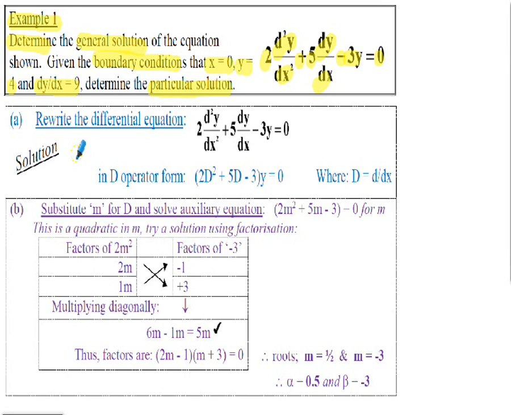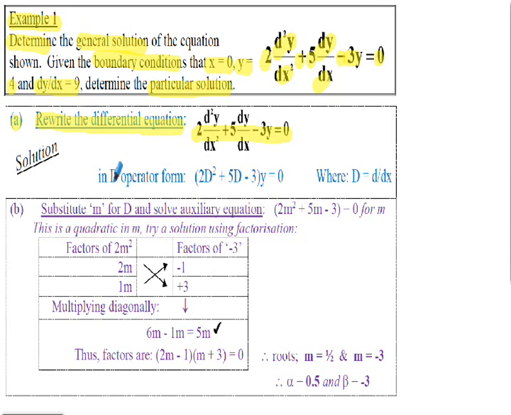So now we will follow the steps from the previous slide. Step 1, labelled A here. If we need to rewrite the differential equation to get all the terms onto one side of the equation, we will. In this particular case, the differential equation is in the correct format. All the terms are on the left hand side and the right hand side equals 0.